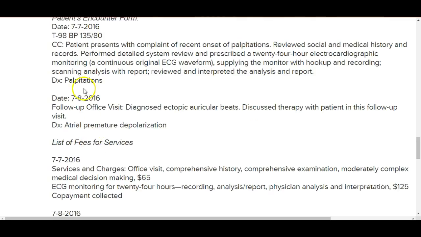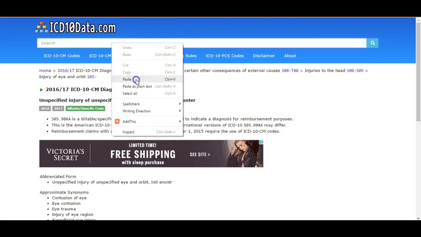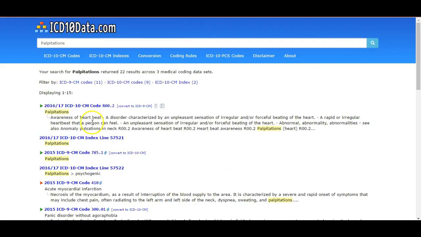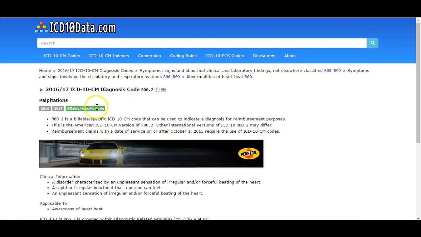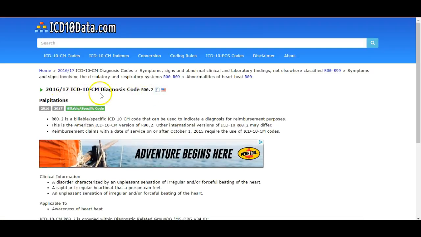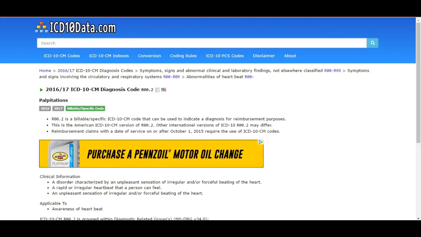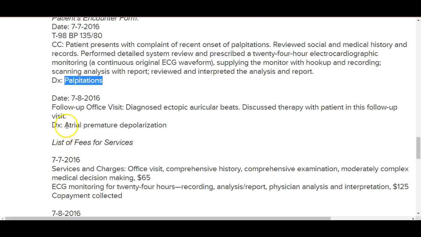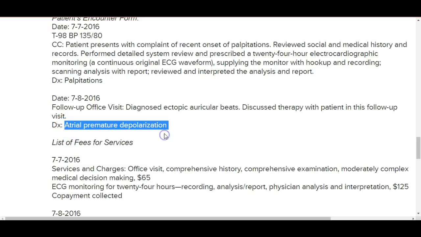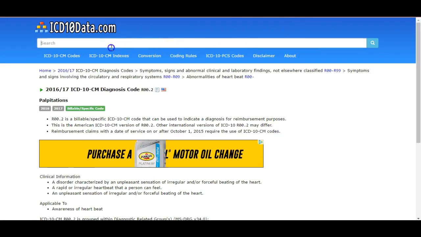Let's see here. He has the first one, his diagnosis is palpitations. So we're going to look that up first. Palpitations. Go over to ICD-10, paste palpitations, and palpitations are R00.2. So R00.2 is the first one, and then he has atrial premature depolarization. So we're going to check that out over here.